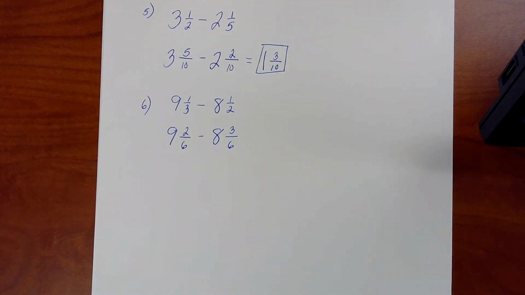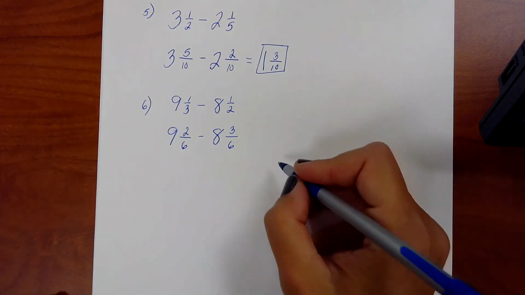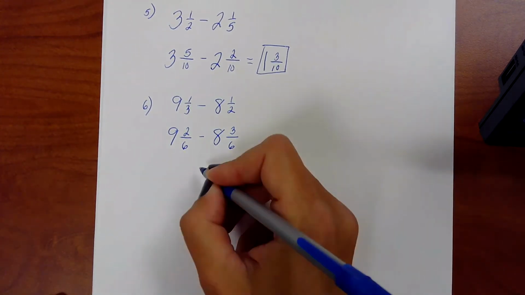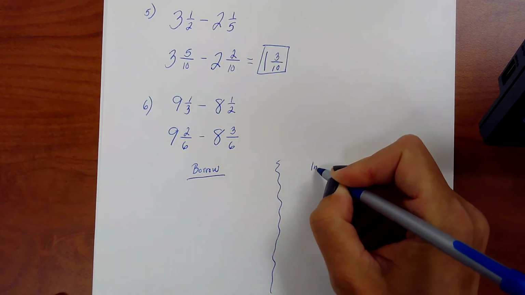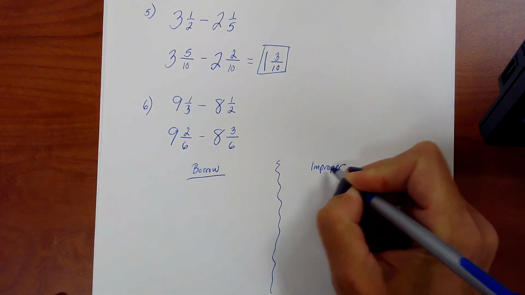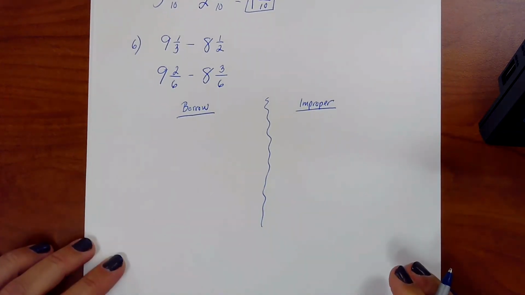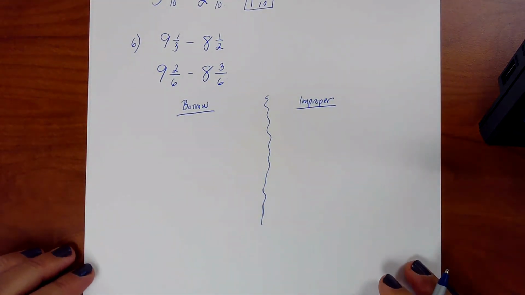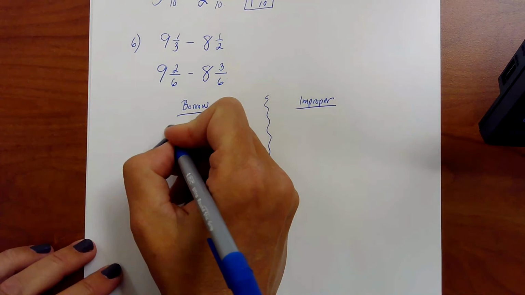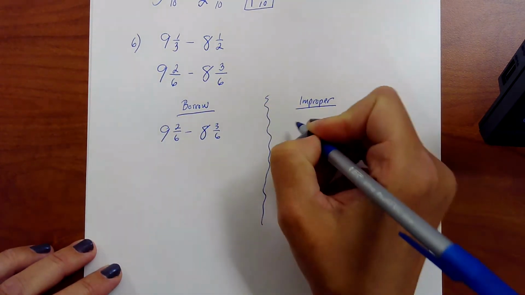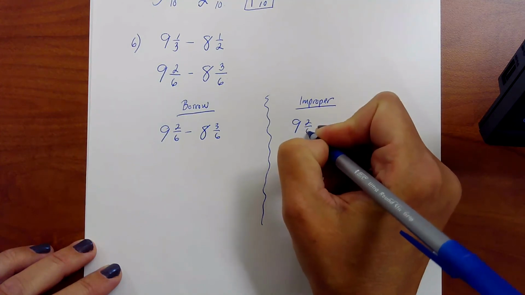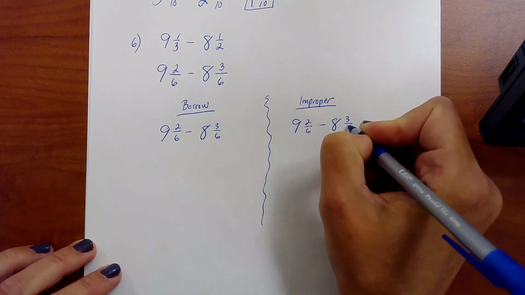So, you have some options. You can borrow, or you can make them improper. So I'm actually going to show both ways. Okay, when you get to this situation, you have a choice. And some people are going to like one way, some people are going to like the other. It's totally fine with me. You can choose. So let me just rewrite this in both spots. Okay, and you can see the difference.